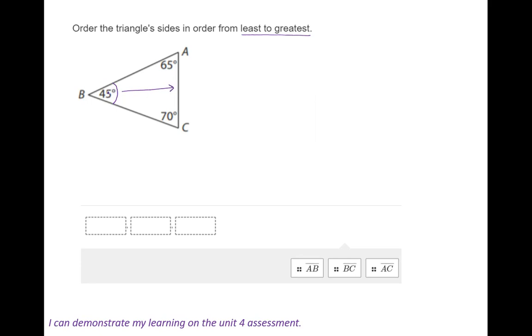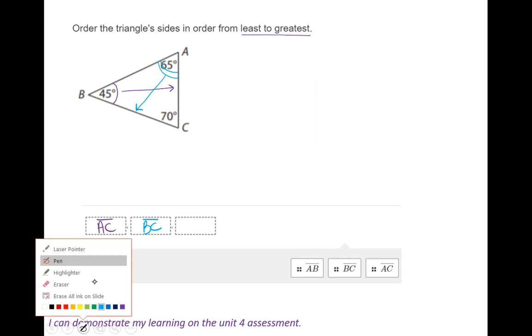So I'm going to connect the smallest angle. I shoot across to the shortest side, which would be side AC. Then I'm going to change colors so we can get to the next one, which is the next smallest angle, the 65 up here. Across from 65 is going to be the next smallest side. In this case, that is BC.